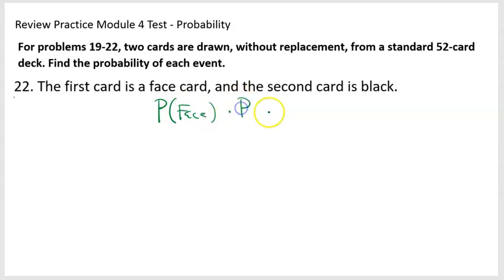And the second card is black. But it's black given that the first card is a face card, because remember, the first card's a face card. But the problem is this happens in a couple of different ways. So let's think about it.